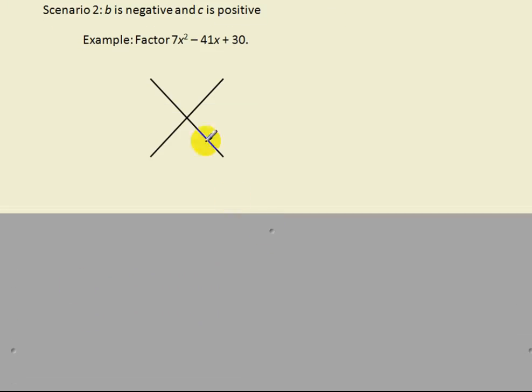So here we have our x all ready to go. Again, we're going to multiply a times c to get 210, and b this time is negative. And because we have a positive product here, we know that both numbers have to have the same sign, so they're both going to be negative in this case. So focus on two numbers that multiply to 210 that add to 41.